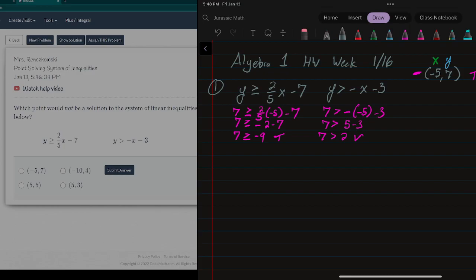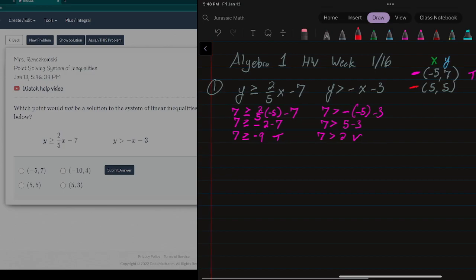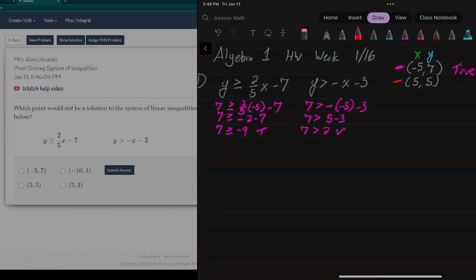Now I'm going to go with the next one, (5, 5). I'll do that in red. I do the same exact thing. I'm just going to plug it in and see if it is true for both of them. So 5 is greater than or equal to 2/5 times 5 minus 7. 2/5 times 5 is just 2, minus 7. 5 is larger than -5. That's true, so that'll work.